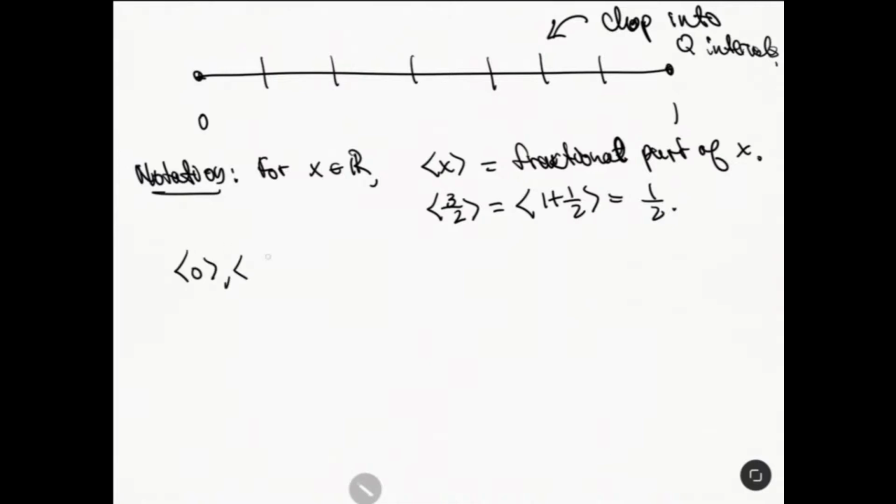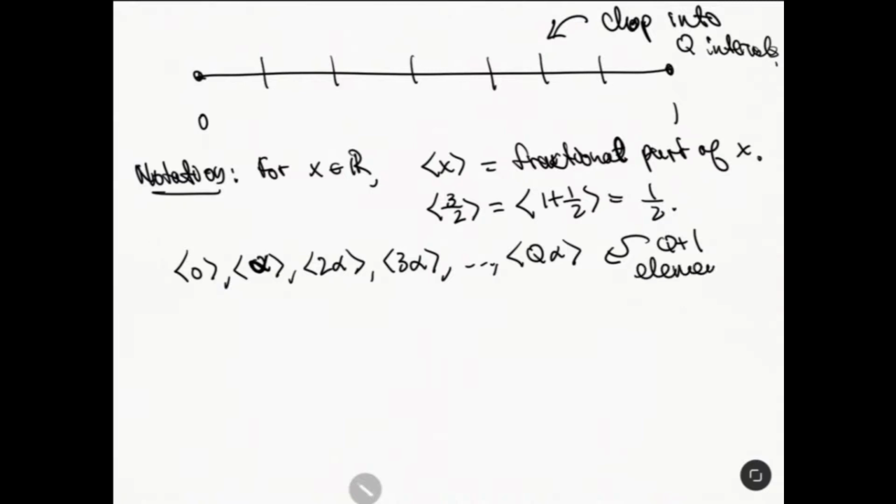All right, and then what we do is we consider 0, alpha (our irrational number), 2 alpha, 3 alpha, all the way up to q alpha. So this is q plus 1 elements of the interval 0 to 1, taking fractional parts. If this is a whole number, we'll say that the fractional part is 0. So we have it something like this.